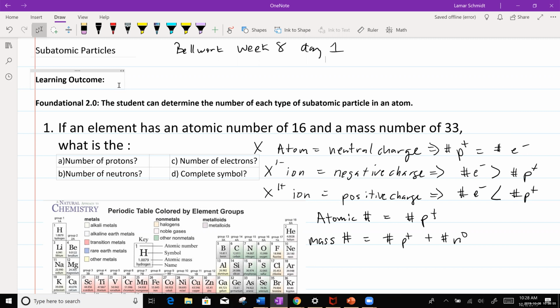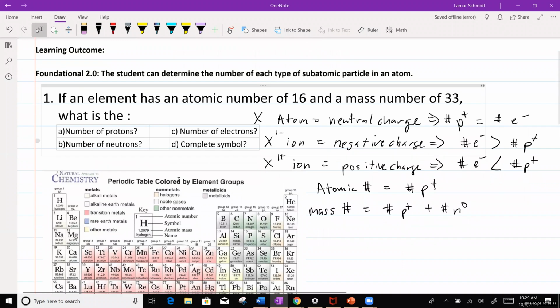But the question is, if an element has an atomic number of 16 and a mass number of 33, what is the number of protons? What is the number of neutrons? What is the number of electrons? And then what is the complete symbol? So we're going to go over all of those things.